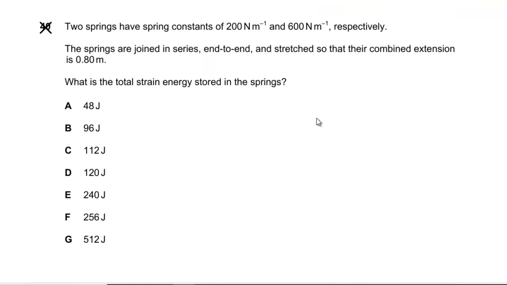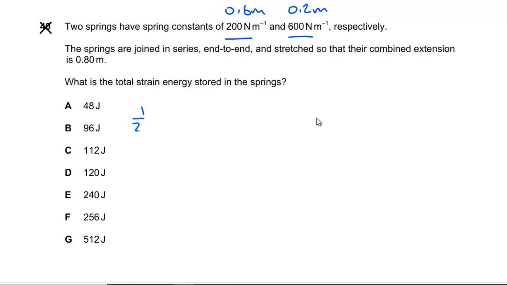Right, on to the last question then. Two springs have spring constants 200 newtons per meter and 600 newtons per meter, joined in series end to end. So the combined extension is that. What's the total strain? Okay, this one stretches 3 times more than that one, so we must have 0.6 meters for that one and 0.2 meters for that one.